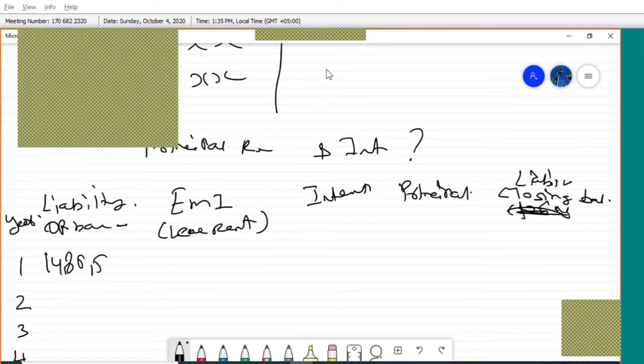This is my opening balance. First year lease rent, how much is paid? As per the question, how much are we paying for the first year lease rent?